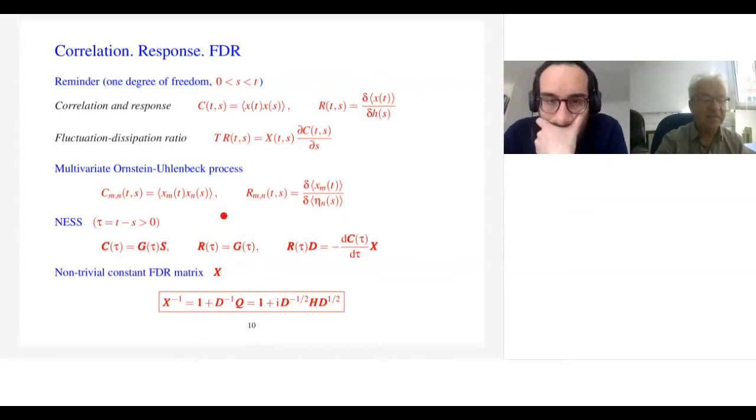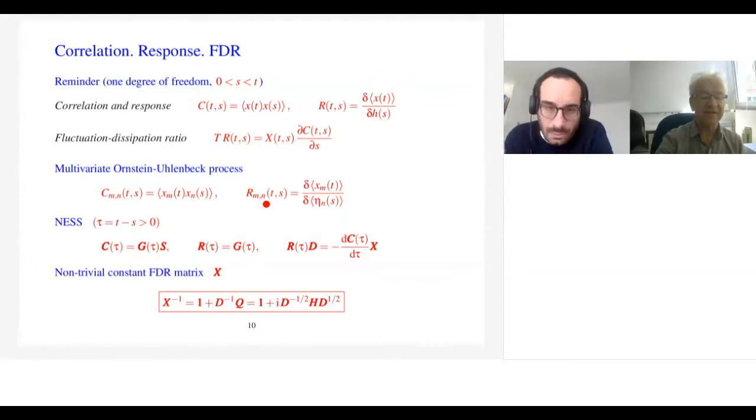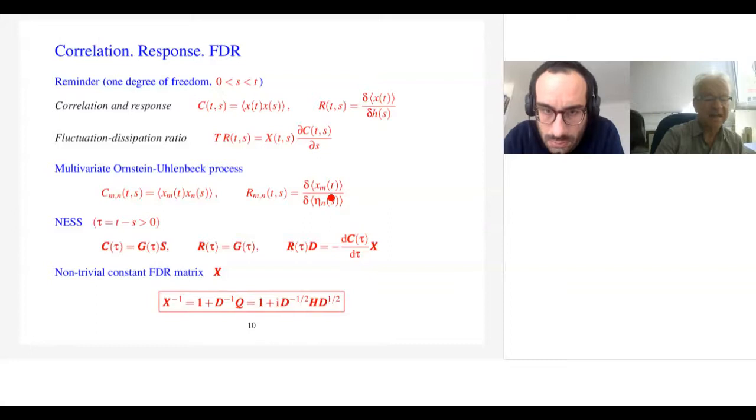So here, I define the correlation matrix as just ⟨x_m(t) x_n(s)⟩, where m and n are just two labels of my coordinates. I define the associated response by taking the derivative of the mean of x_m with respect to the mean of the noise, because the noise being additive, the notion of conjugate field is obvious here, it's the noise itself. Okay, so these quantities are defined in that natural way.